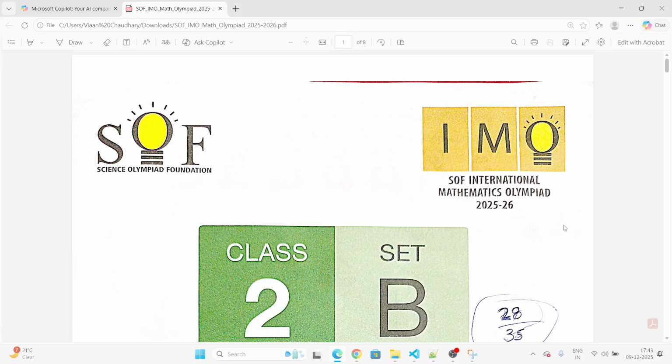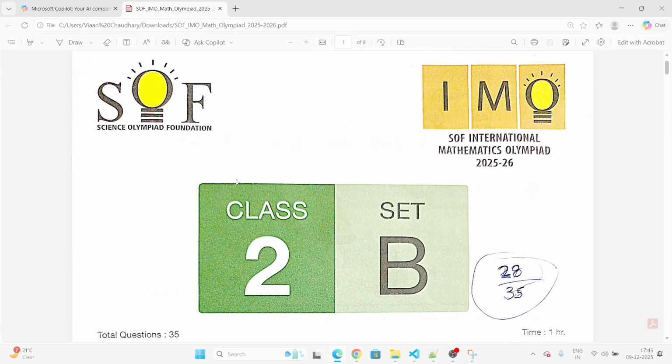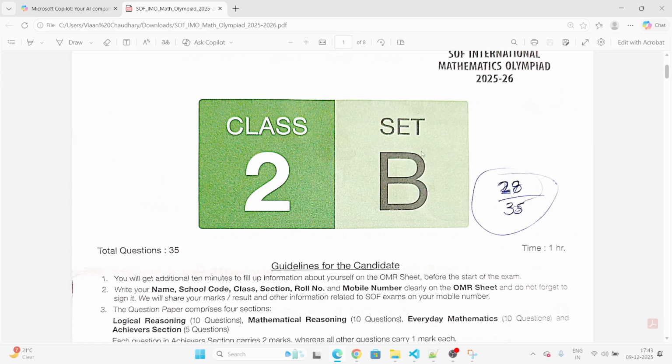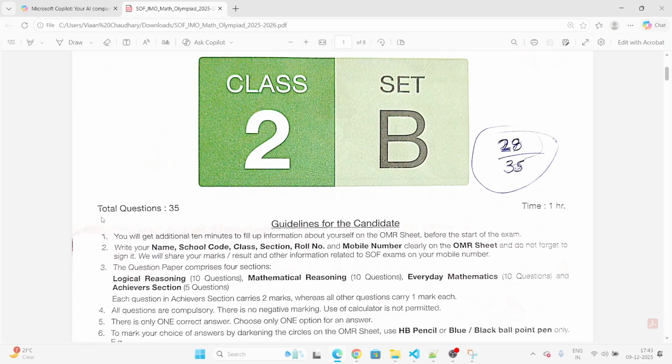And here is the exam first page. This is the SOF, and basically this exam is organized by the Science Olympiad Foundation. We have picked the IMO, which is the Mathematics Olympiad question paper, for class 2, and the set B. And here you can see we have a total of 35 questions.